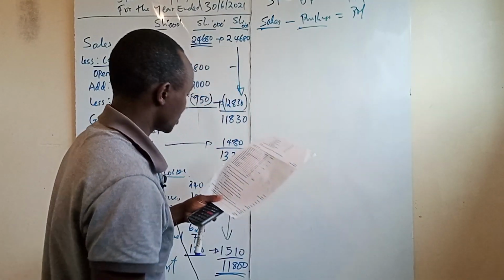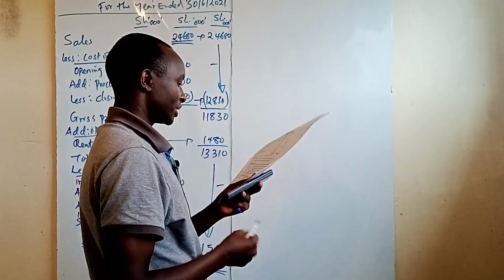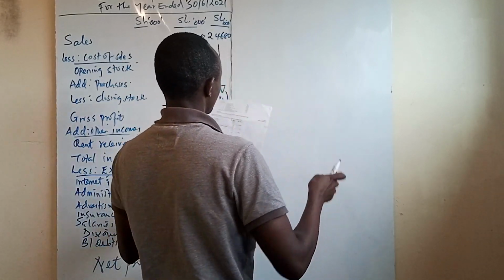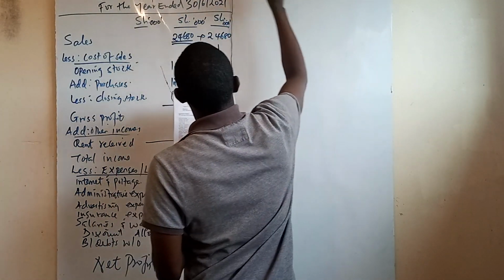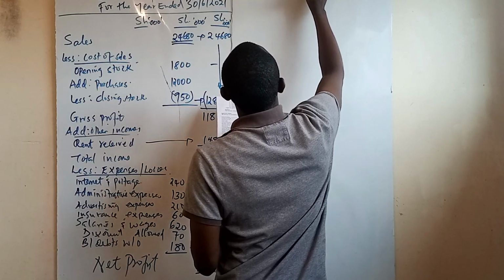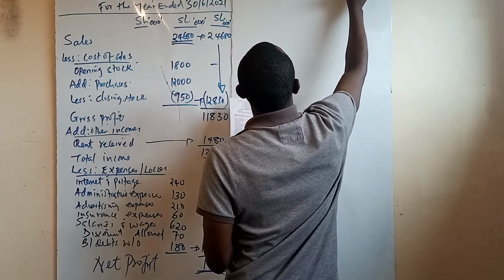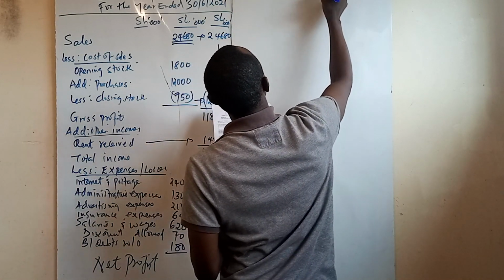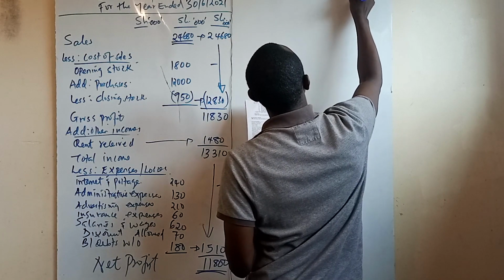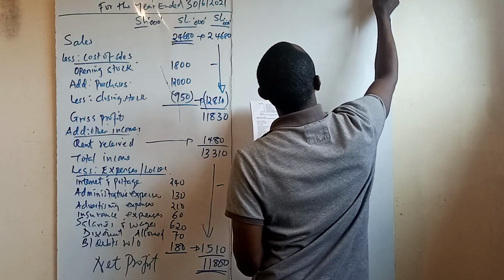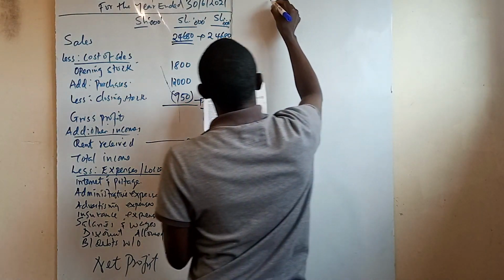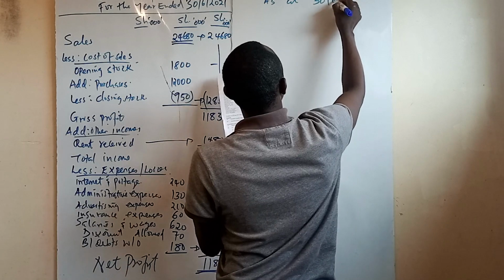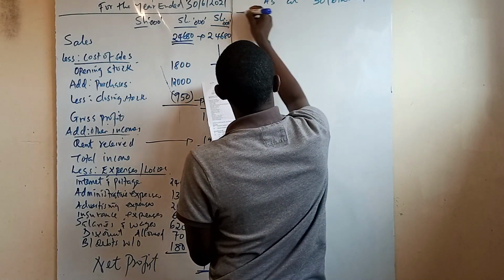So let's go to part B. B requires us to prepare the statement of financial position as at 30th June 2021. So you take the heading as it is: Ujenzi Traders, Statement of financial position as at 30th June 2021.